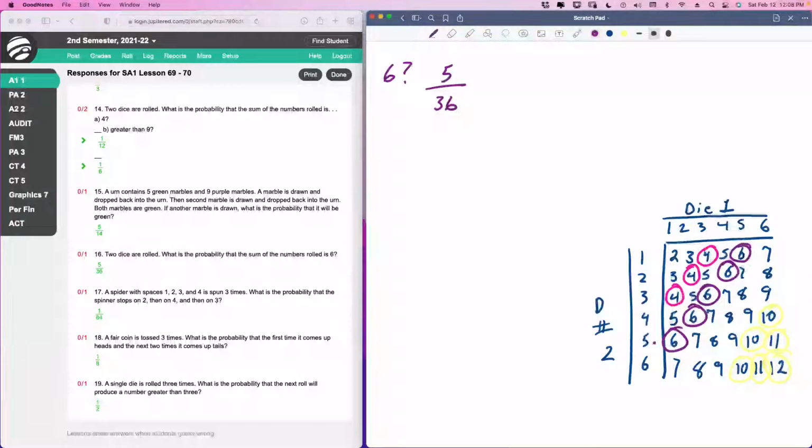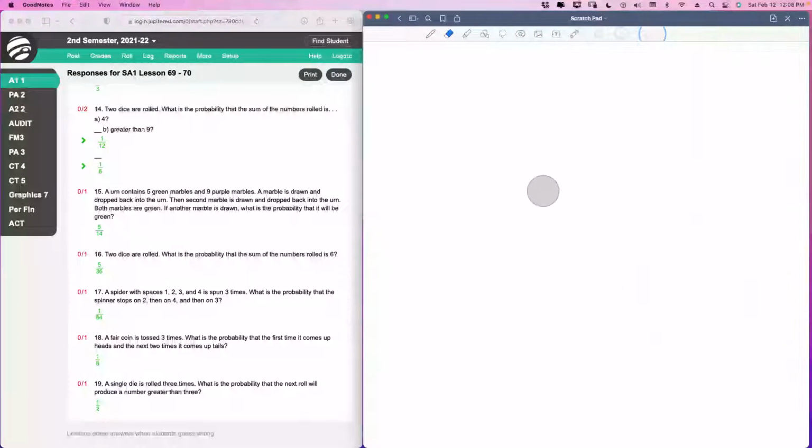And that's why it's handy to have this written out, because then you can just look. Oh, look, there's my answer. Count it out, 5 out of 36 times. Now we can clear the page and get rid of all this stuff, because that's all of the 2 dice are rolled problems.